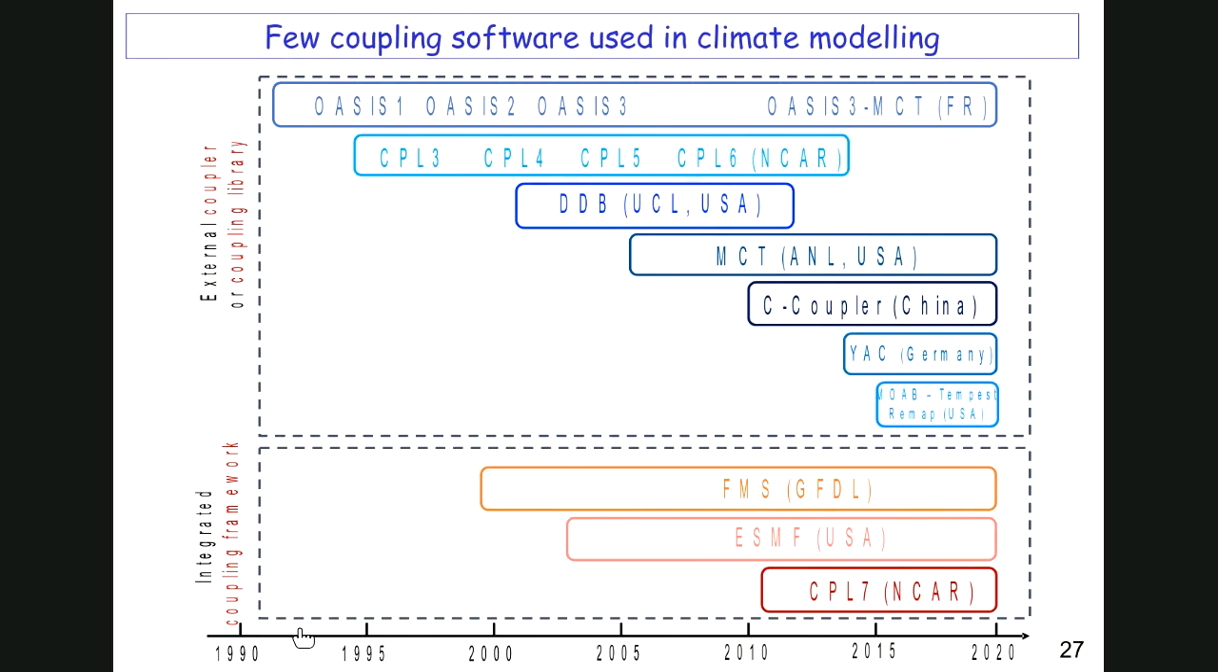This is a historical view of the coupling software that were developed. You see that we started in the 1990s with Oasis in Europe, and you have the series of Oasis 1, Oasis 2, and the last version is Oasis3-MCT. Just a few years later, NCAR started developing the CPL coupler, CPL3, CPL4, CPL6. In this first box, all those coupling frameworks have adopted the external coupling or coupling library approach.